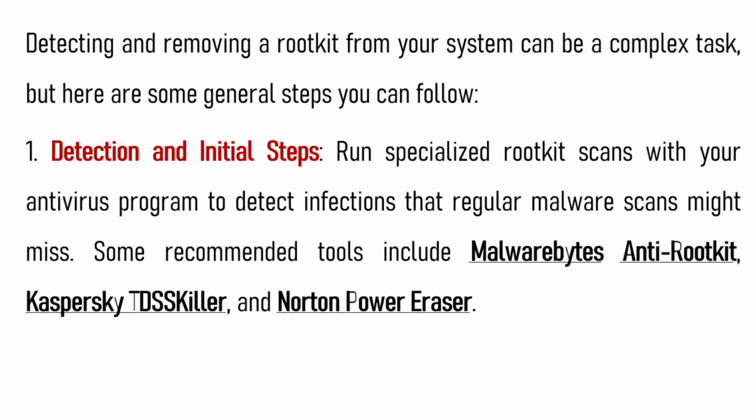Detecting and removing a rootkit from your system can be a complex task, but there are some general steps you can follow. 1. Detection and initial steps. This is where you run specialized rootkit scans with your antivirus program to detect infections that regular malware scans might miss. Some recommended tools include Malwarebytes Anti-Rootkit, the Kaspersky TDSSKiller, and the Norton Power Eraser. These are some of the tools you can use to detect and take initial steps to remove rootkits from your computer system.